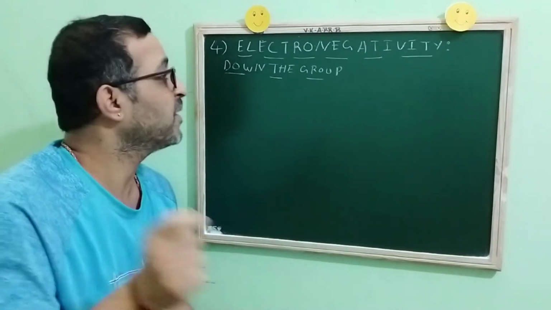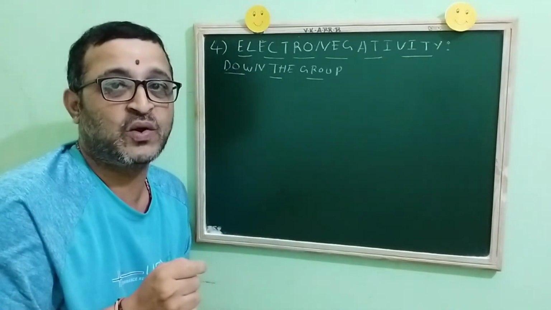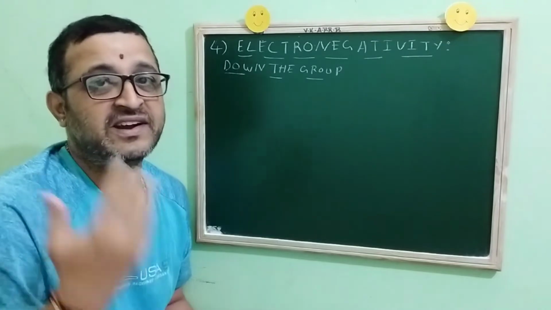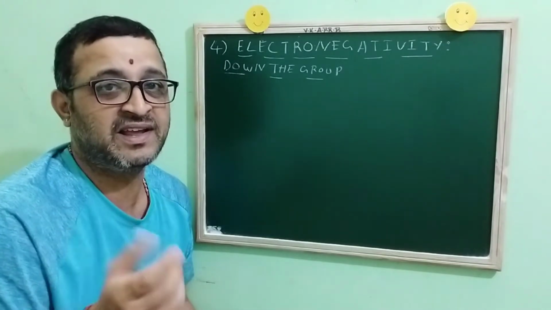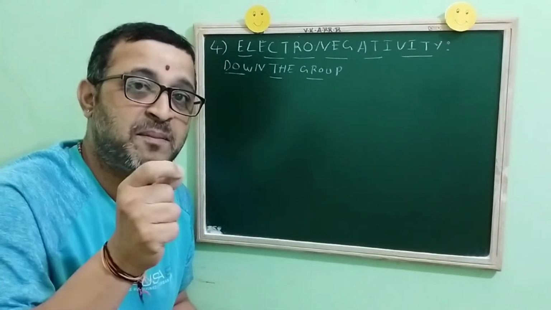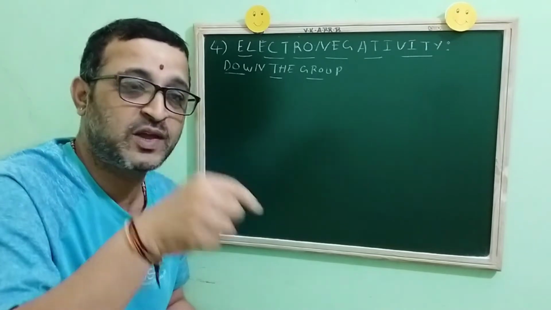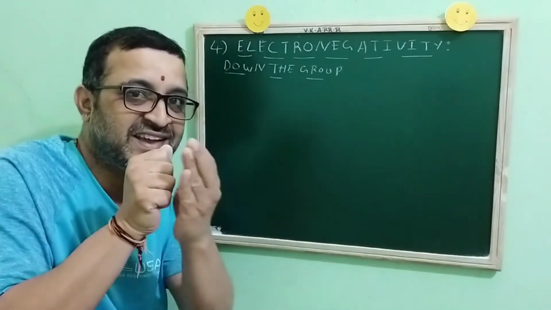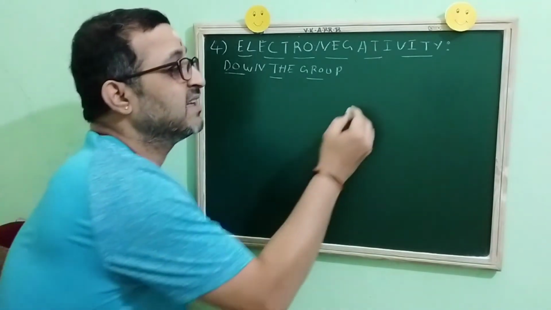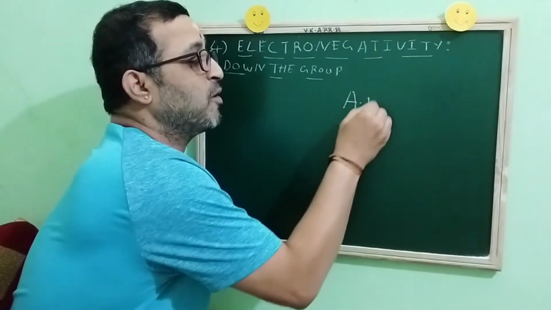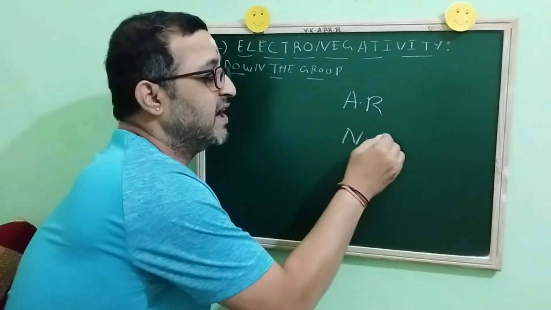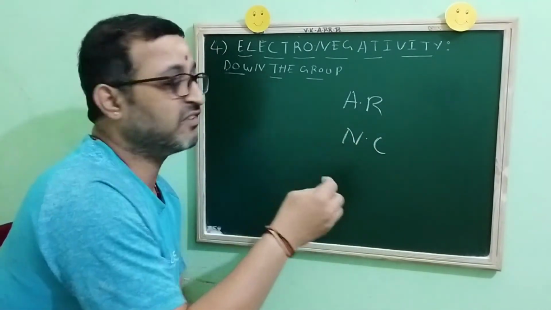Children, today's topic is the variation of electronegativity when you go down the group. Children, we have already discussed what electronegativity is. It is the power or capacity of an atom in a molecule to pull the shared pair of electrons towards itself, right? And this electronegativity is going to depend upon two factors. One is atomic radius and the next one is nuclear charge.